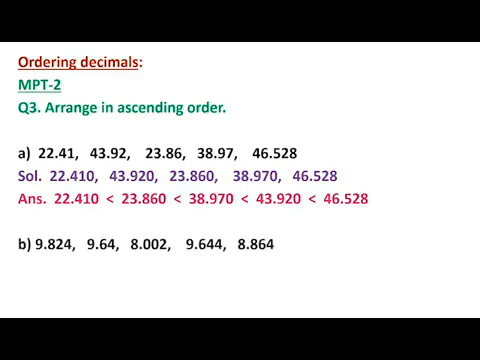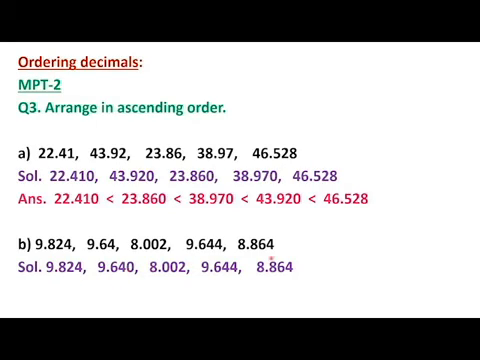Second question, again you can see 9.824, 9.64, 8.002, 9.644, 8.864. Here all the numbers have 3 decimal places except 9.64. So we will make this one also 9.640, 3 decimal places, and make it a like decimal.